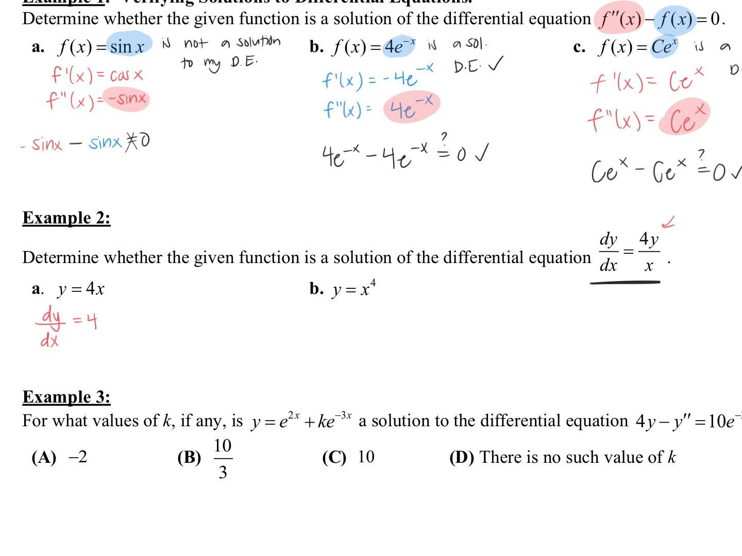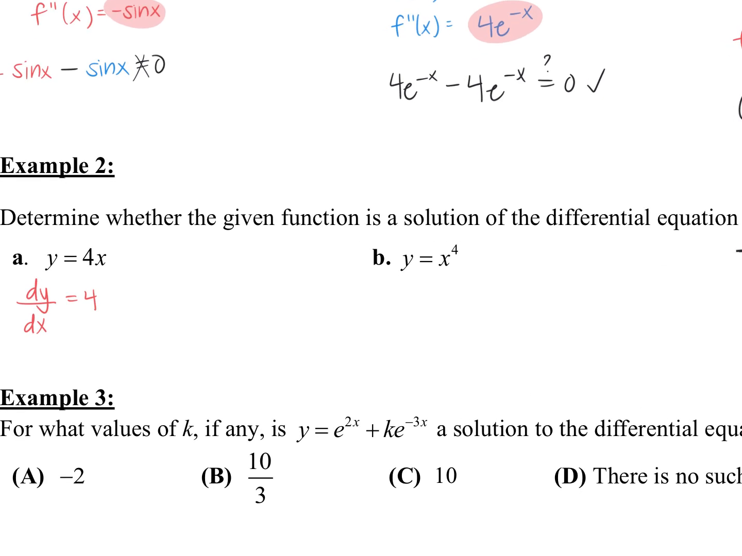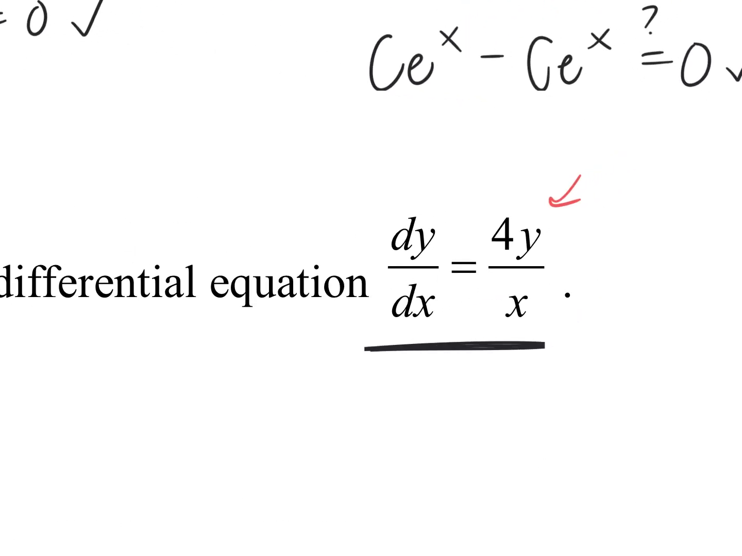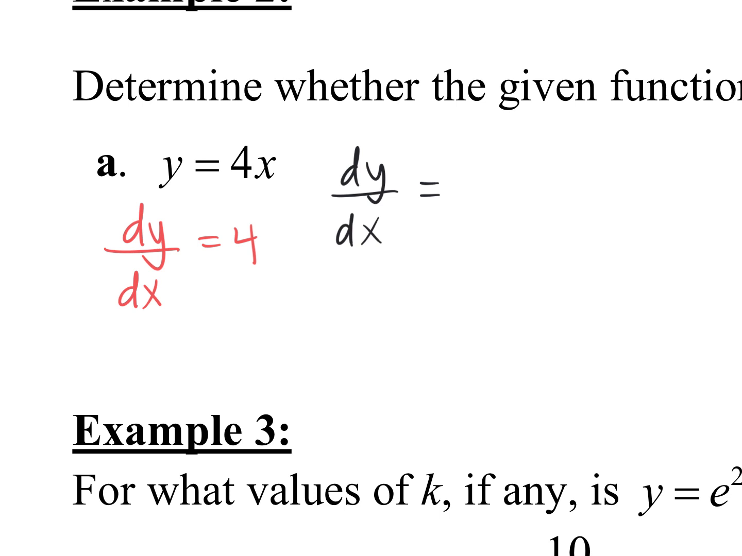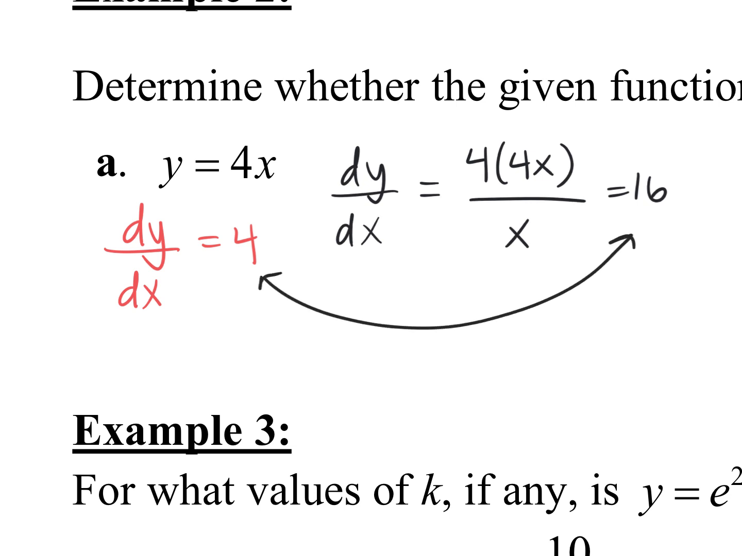So I'm using my differential equation formula here. I've got dy over dx is equal to 4 times y. Don't I know what y equals? Not just 4, but 4x, right? So I've got 4 times 4x, and we're dividing by what from my differential equation? x. What do I get when I simplify 4 times 4x over x? Just 16. Does 4 equal 16? Nope. So therefore, this is not a solution.